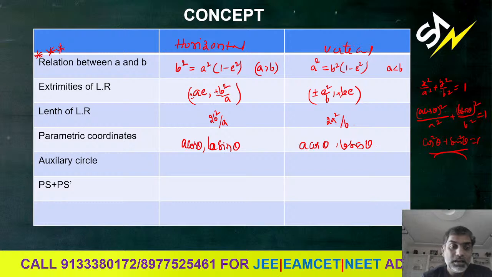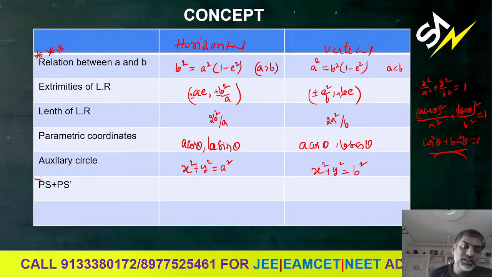Okay. And next one is what? Auxiliary circle. What do we mean by auxiliary circle? Here the auxiliary circle, in case of horizontal ellipse, is x square plus y square equals a square. In case of vertical ellipse, that is x square plus y square equals b square.